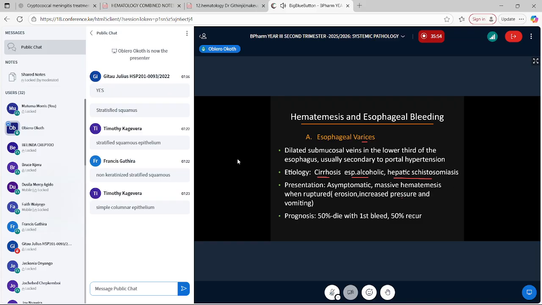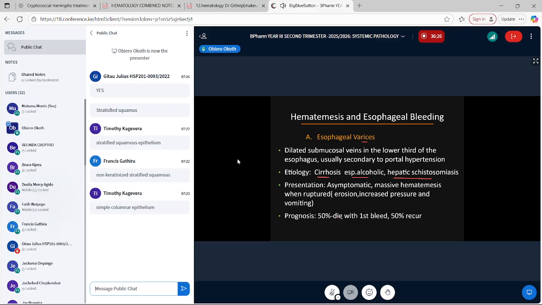But again, the typical characteristic is alcohol, and this is where they normally have significant bleeding. They can be asymptomatic, or they can have massive hematemesis when they rupture, and the rupture can be caused by erosion, by increased pressure, or by vomiting. And you see now alcoholism giving you vomiting, and then alcoholism giving you cirrhosis. And prognosis is very bad. They die a lot once they start the bleeding.